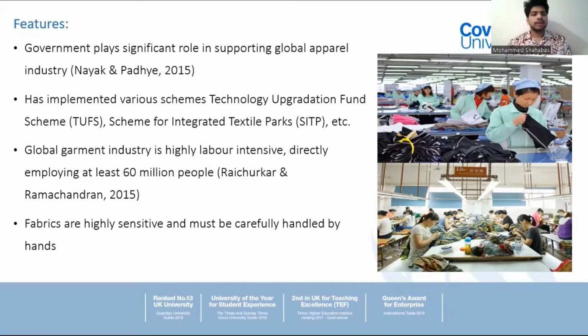Some of the main features are that the government plays significant roles in supporting the global apparel industry. For the garment industry, the government plays the main role. They support the industries. The government has implemented various schemes and technologies, such as a fund scheme and a technological scheme, for upgrading. The global garment industry is highly labor intensive, directly employing at least 60 million people. Fabrics are highly sensitive and should be handled carefully because they can get damaged anytime.